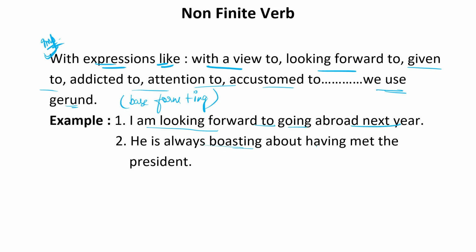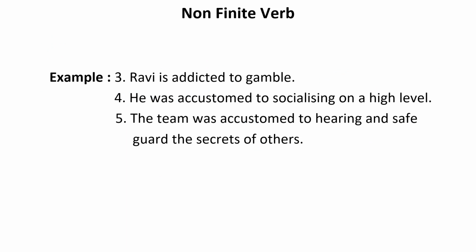He's always boasting about having met the president. Now, about is actually a preposition which should be followed by the ing form of verb. Some more examples. Ravi is addicted to gamble. Now, addicted to should be followed by gerund. So, addicted to gambling, not gamble.